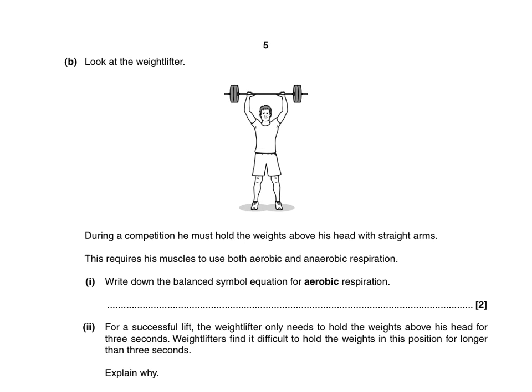Okay, here he is, a weightlifter, all right? So during a competition, he must hold the weight above his head with straight arms. This requires his muscles to use both aerobic and anaerobic respiration. Write down the balanced symbol equation for aerobic respiration. Now, whenever they ask you for a balanced symbol equation, there's always going to be 2 marks available. The first mark is for having the formula correct. Okay, so let's go for the formula correct.